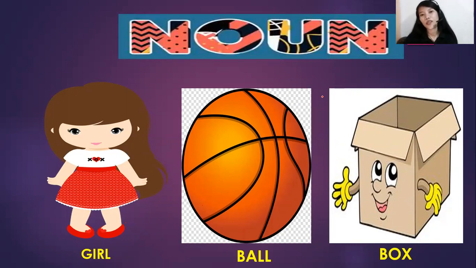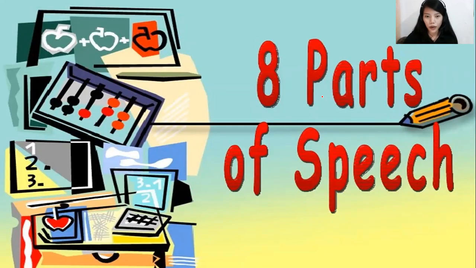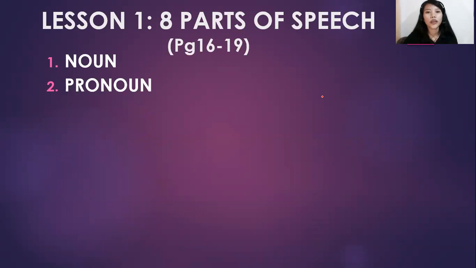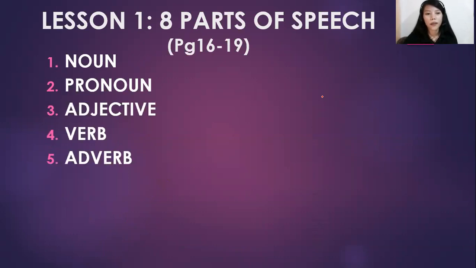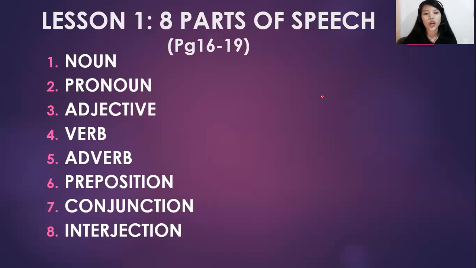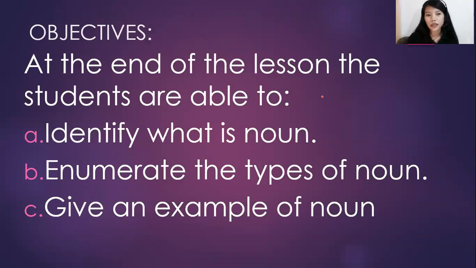For today's lesson, we will be talking about nouns. Noun is part of the 8 parts of speech. For the 8 parts of speech, we have noun, pronoun, adjective, verb, adverb, preposition, conjunction, and interjection. Today, we will be focusing on the first part of speech, which is noun. Let us first talk about the objectives of our lesson. At the end of the lesson, the students are able to identify what is noun, enumerate the types of noun, and give an example of noun.